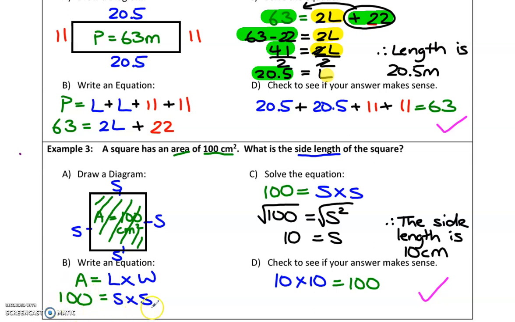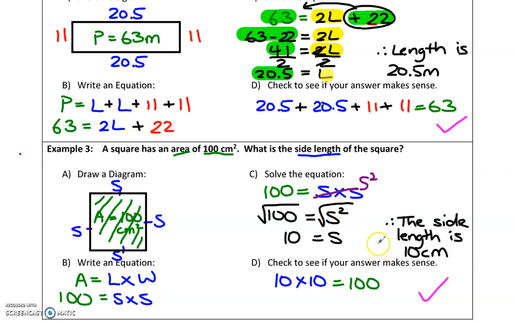Now this is a lot easier to deal with, and this is the equation that I'm going to use in order to solve now. So that's my next step. I'm going to take that equation and I'm going to solve it. So my 100 is equal to S times S, and you know what? S times S, we kind of went over this before. S times S is S squared. Okay, so that's why I have an S squared here.